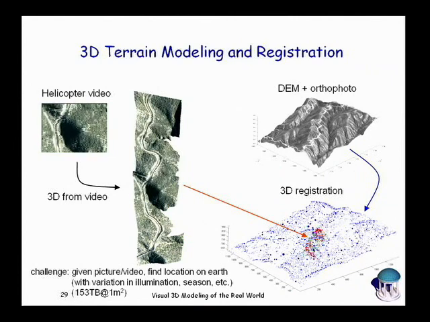Same thing we can actually do for aerial imagery. Here we have a helicopter video. We reconstruct a long strip model of that sequence here just from video. And then we go to the USGS server. Or we could have gone to Google Earth, but from USGS we got both the digital elevation map as well as the texture. And then we aligned those two robustly using that 3D registration.